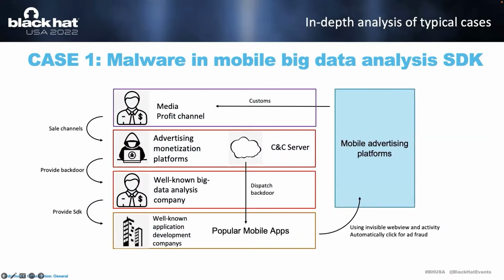So after analyzing the technology, let's take a look at the organizational structure of this case. The backdoor development company obtains some channel numbers from advertisers, for example, ad channel equals ABCD in the URL. When users click on these advertisements, these channels will get a share.